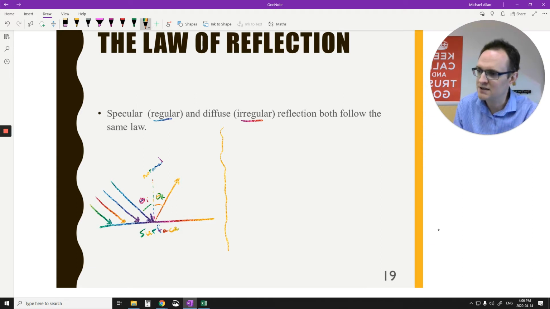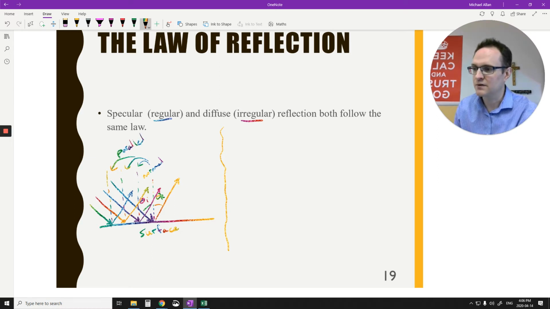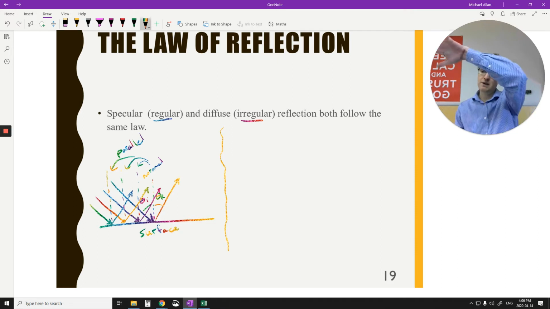if all these incident rays come in parallel, they're all going to bounce back at the same angle because the normal lines are all parallel to each other. There's a normal line there, there's a normal line here, and there's a normal line. All of these normal lines are parallel. So you get what we call specular reflection. They go in at the same angle, they come out at the same angle. They all look the same.